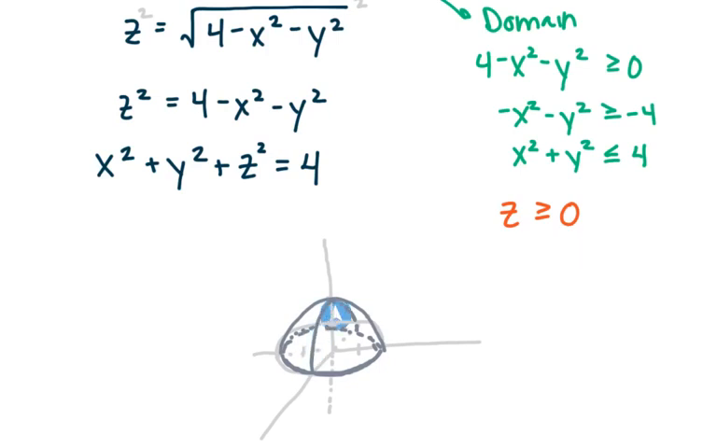Same in my XZ plane, we would have a circle that runs through here, but in this case, it's only the top half of the circle. So we've created a hemisphere of radius 2. All right, so let's do another example.